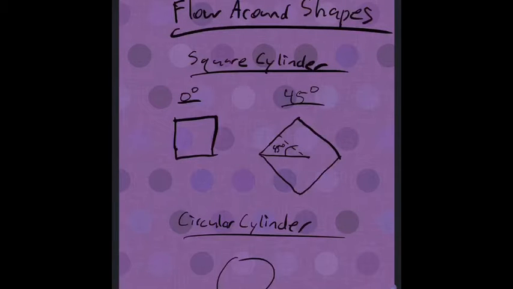Today we're going to be examining the flow around various shapes. So this would be like if you have wind blowing into these shapes, how will the air flow around the shapes? First, we're going to look at a square cylinder with the flat side facing the wind and a square cylinder with the corner facing the wind.